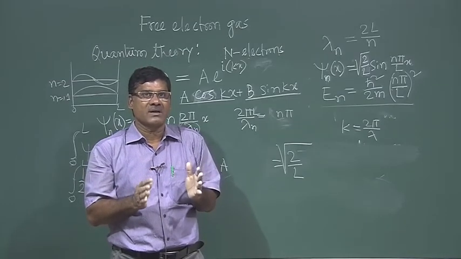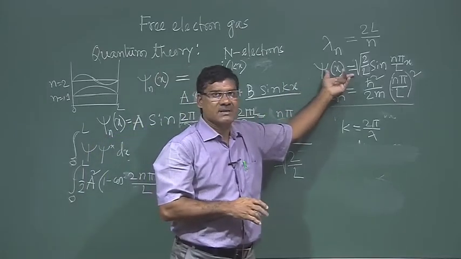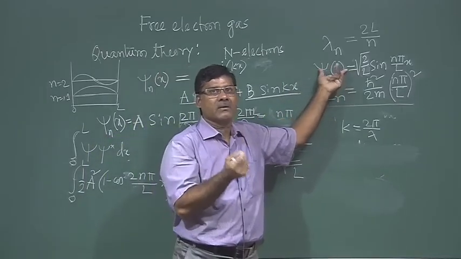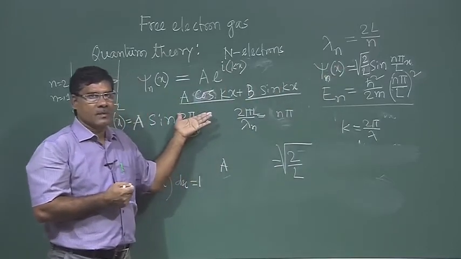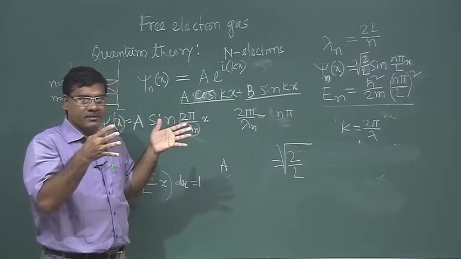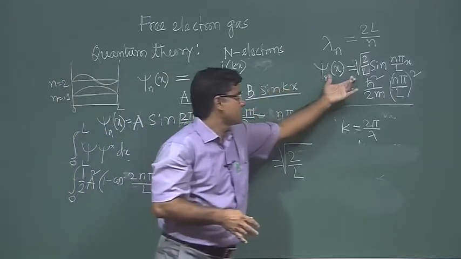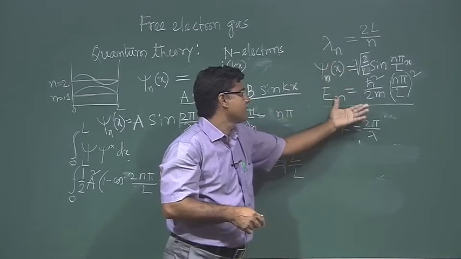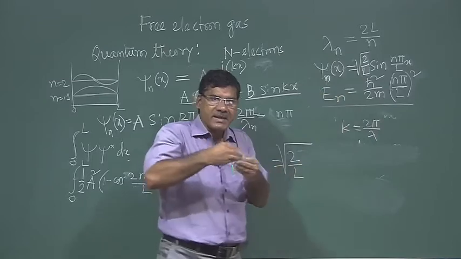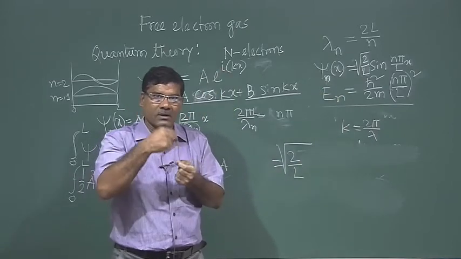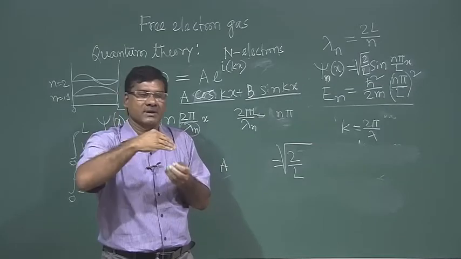If you know the wave function for your system, for one free electron in a potential 0 with an infinite potential barrier, this is the wave function and the energy is this. It is representing many states: n equal to 1 is one state, n equal to 2 is another state, then 3, 4, 5. So, there are many states.